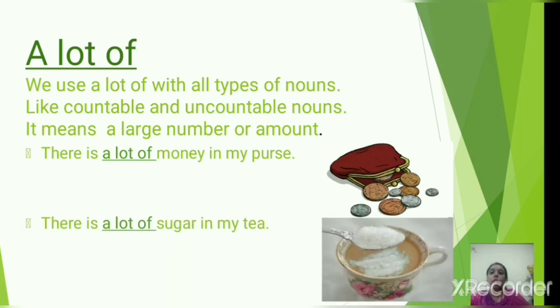There is a lot of sugar in my tea. Again we are talking about the quantity of sugar. So again sugar is a what, students? Uncountable noun. And a lot of is a determiner. So we are using a determiner in front of a noun. Now I am moving to one more determiner.